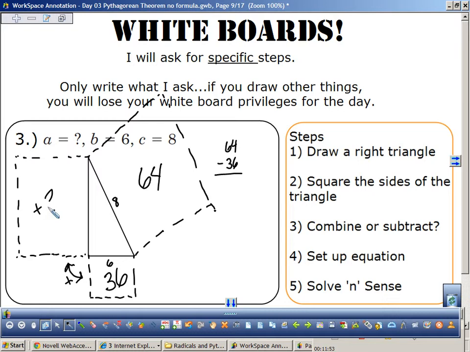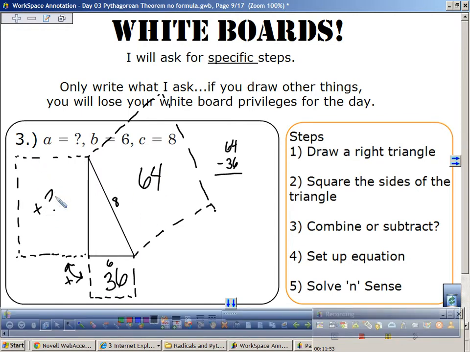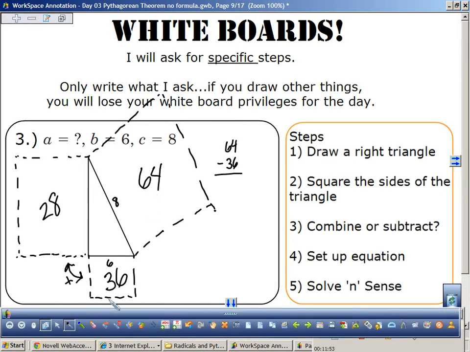So if I don't know what this is, I can either add 36 plus, I could count it on my fingers, or you could just subtract. So that's 28. Does that make sense? Does 28 and 36 add up to 64? Yes. 36 and 28 make 64.